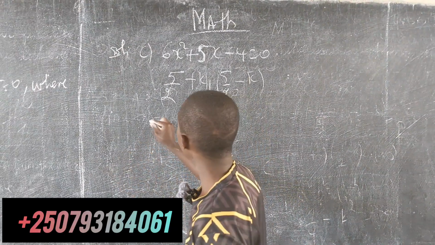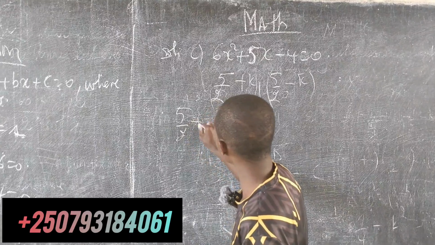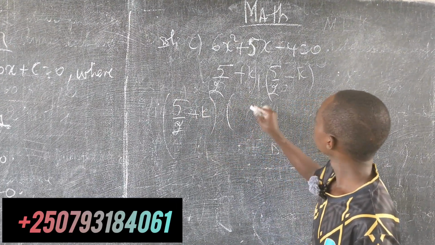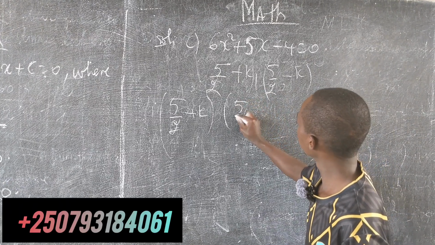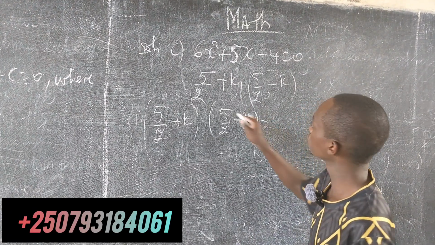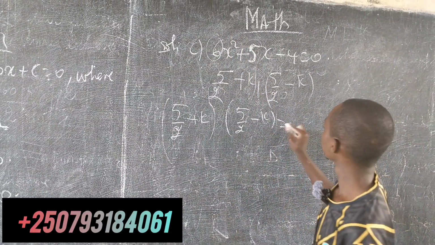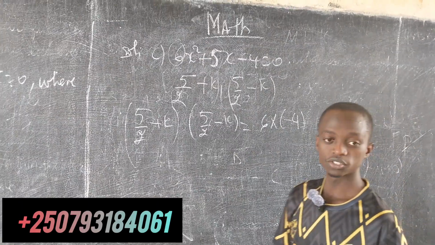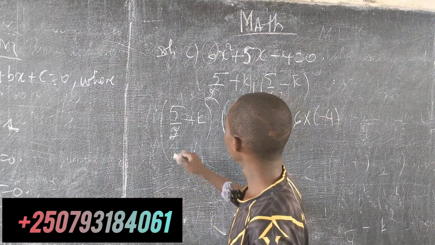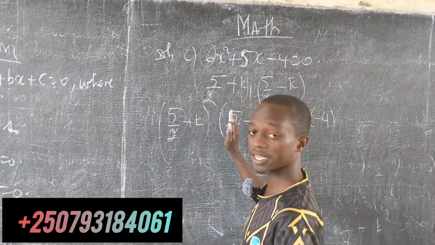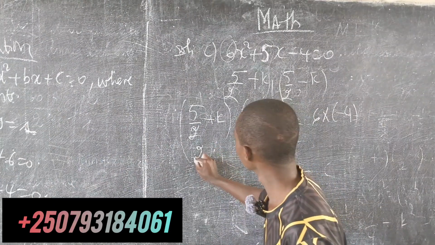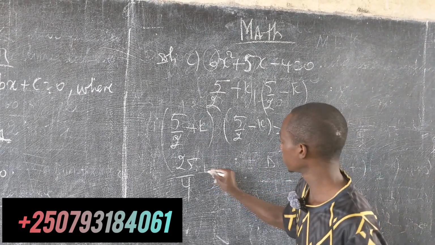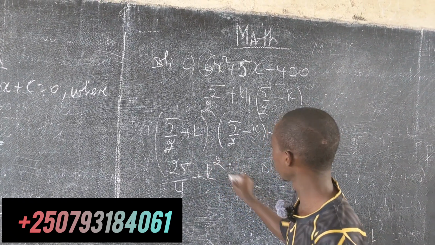So the next is take 5 over 2 plus k, this one, times this factor 5 over 2 minus k, which is equal to the first number 6 times the last number minus 4. So remember the formula, it is the same. We need to take this number, multiply it with this number, which is going to be 25 divided by 4 plus times negative, it is going to be negative k square. K square.